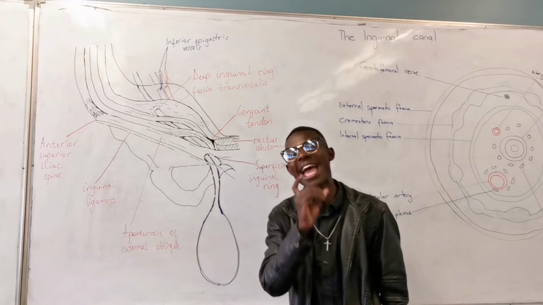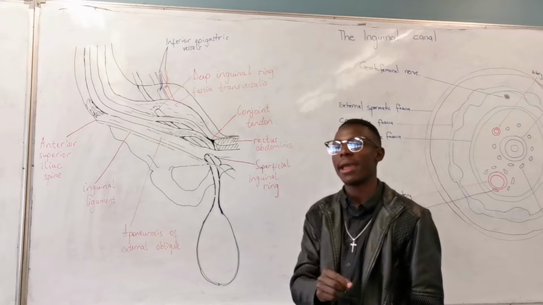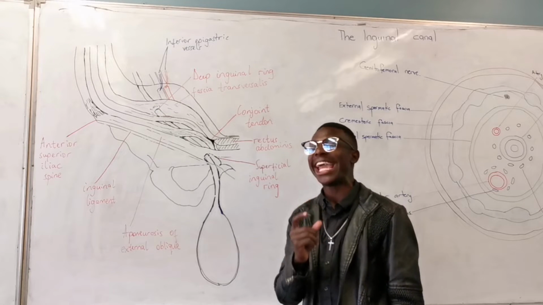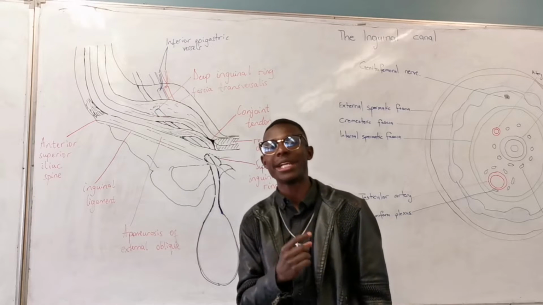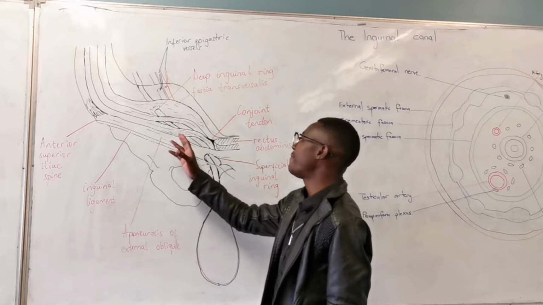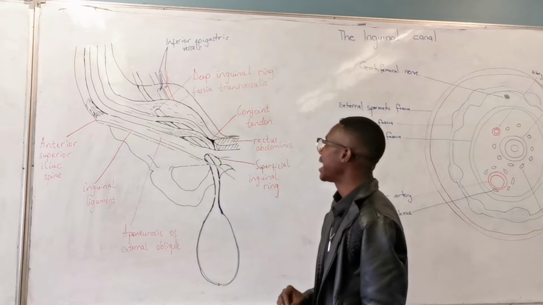We have important structures that pass through the inguinal canal. In males, the main content of the inguinal canal is the spermatic cord, whereas in females, the main content is the round ligament of the uterus. So certain contents pass through the inguinal canal.